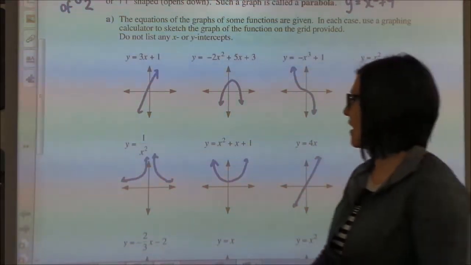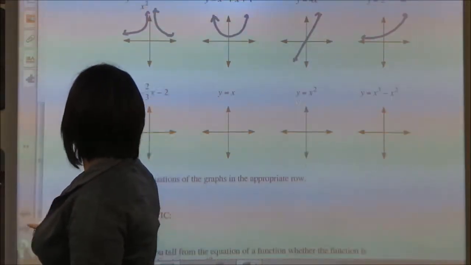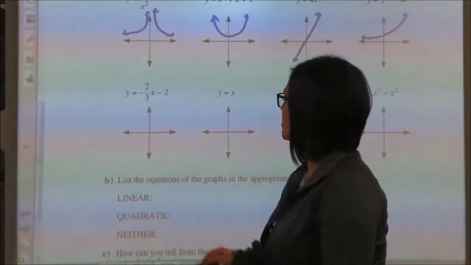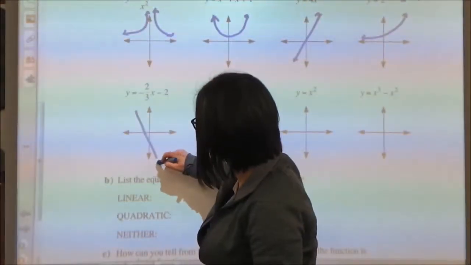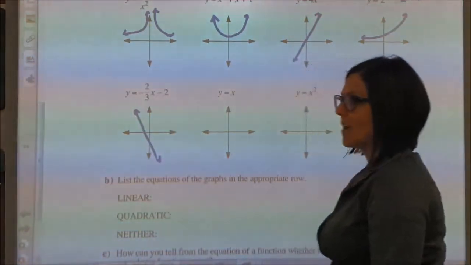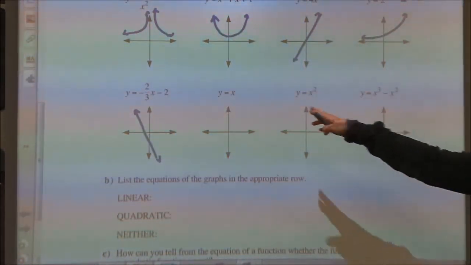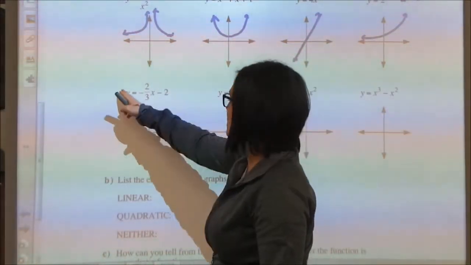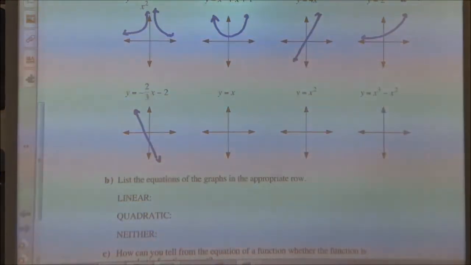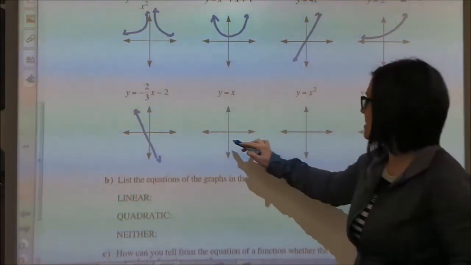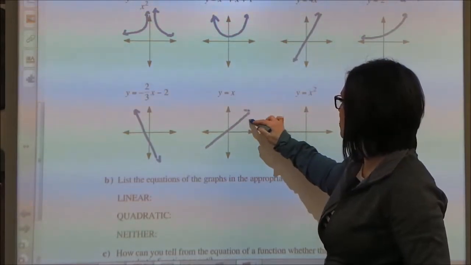Yes. Okay. Y equals negative 2/3 x minus 2 looks something like that. So it's a straight line, but this being negative, that's my slope, so it goes down instead of up. Y equals x is another straight line that goes through the origin.